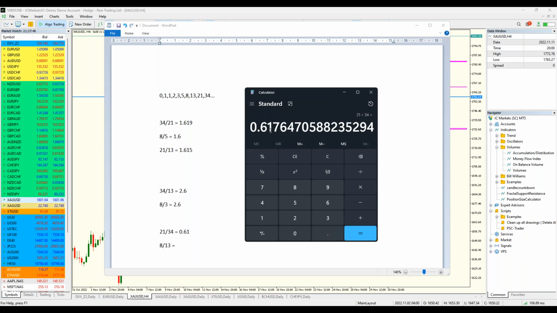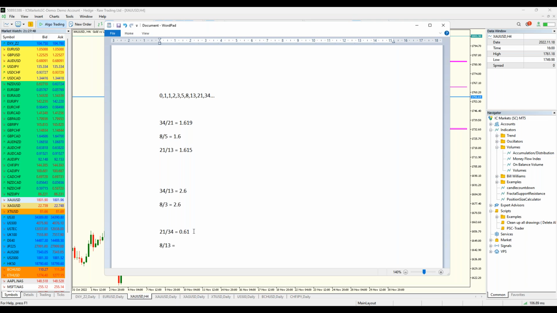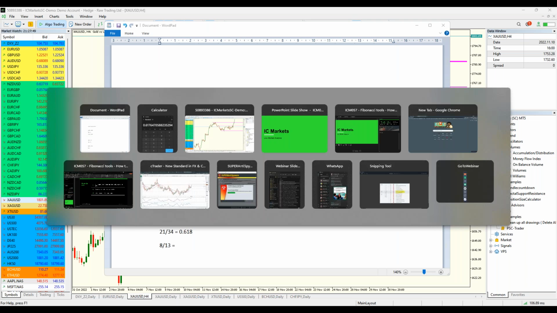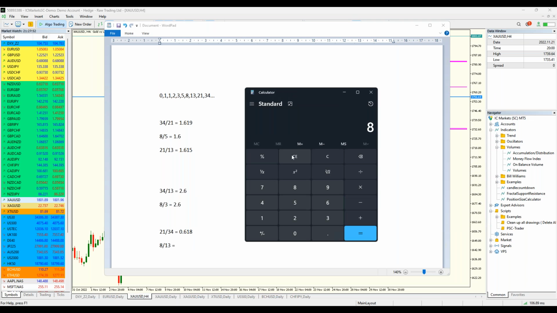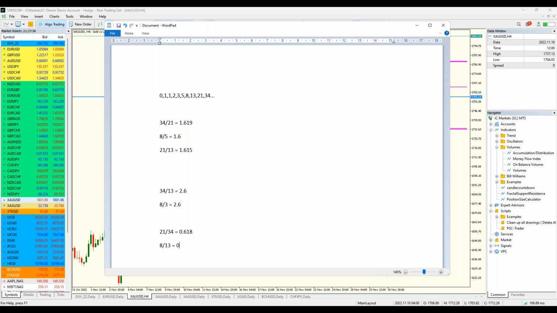And if I had to round it up, I might do 0.618. And 8 divided by 13 is 0.615. Okay, so there's a pattern that shows up here in all of these. It's funny how 6 always shows up in a lot of those. So you get 0.6, 1.6, and 2.6. And so really this is just to tell you about these proportions.